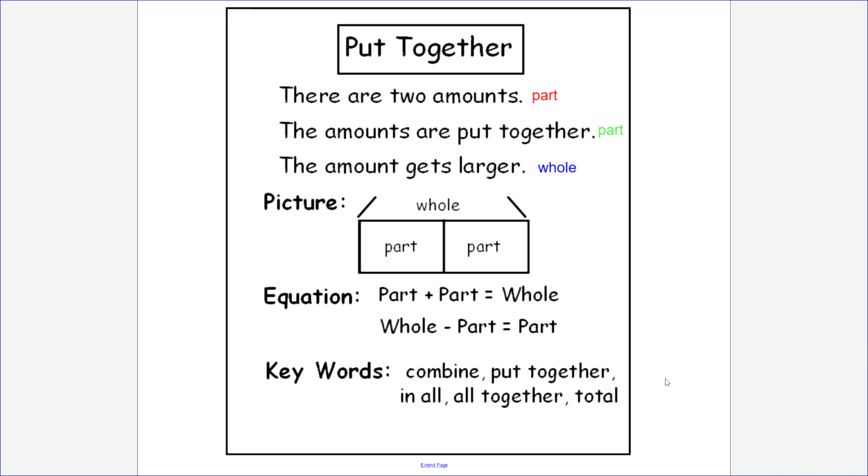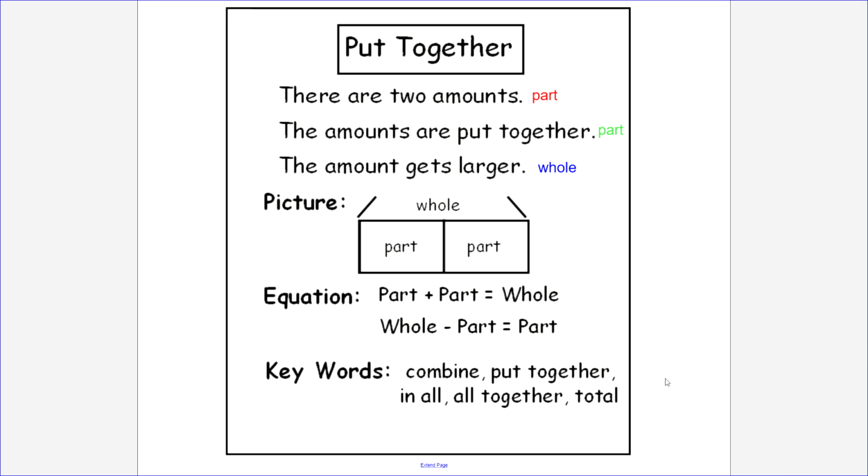You already know that a put-together problem is a problem where there are two amounts. The two amounts are the parts. Those two amounts are then put together. The amount gets larger, and that is the whole. We use a bar diagram to represent our put-together problems, and we either add or subtract to solve the problem. When a whole is missing, we add because part plus part equals whole. When a part is missing, we subtract because whole minus part equals part.